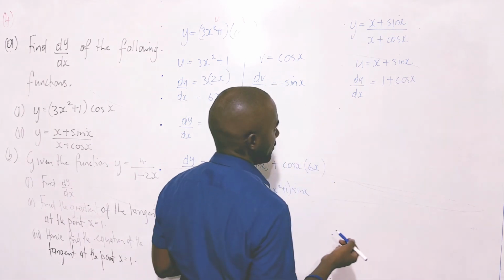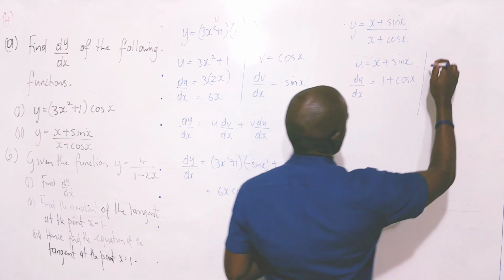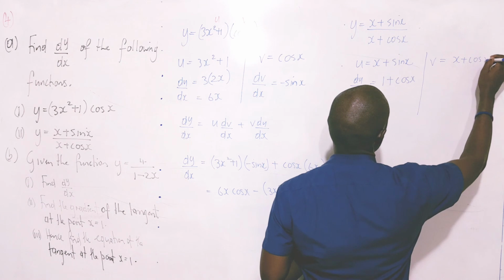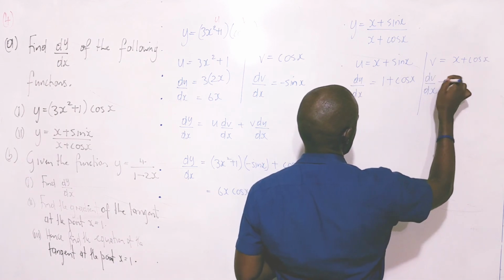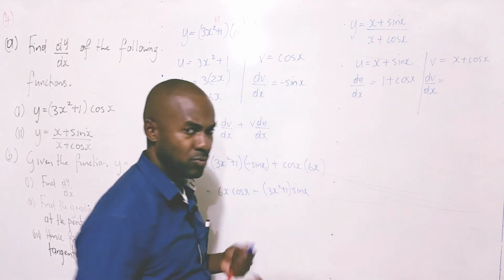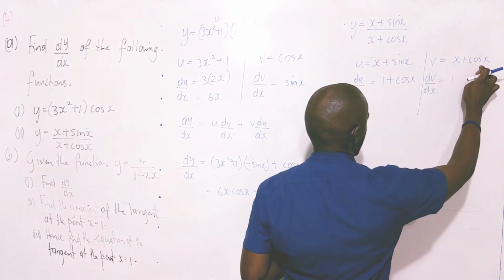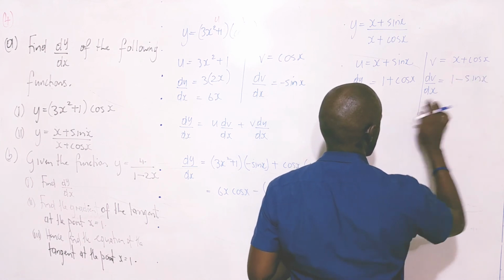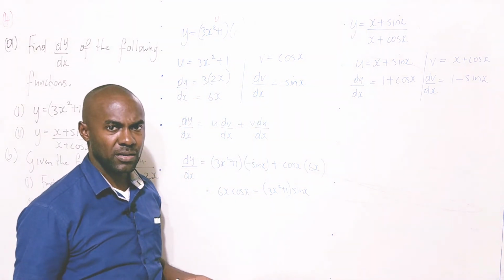So that's the derivative of u, du by dx. Now let's do the same for v. So let the denominator v equal x plus cos x. And so dv by dx equals, again when you differentiate x, we get 1. Right? So this is 1. When you differentiate cos x, we get minus sine x. So this becomes minus sine x. So we have du by dx, and we also have dv by dx.